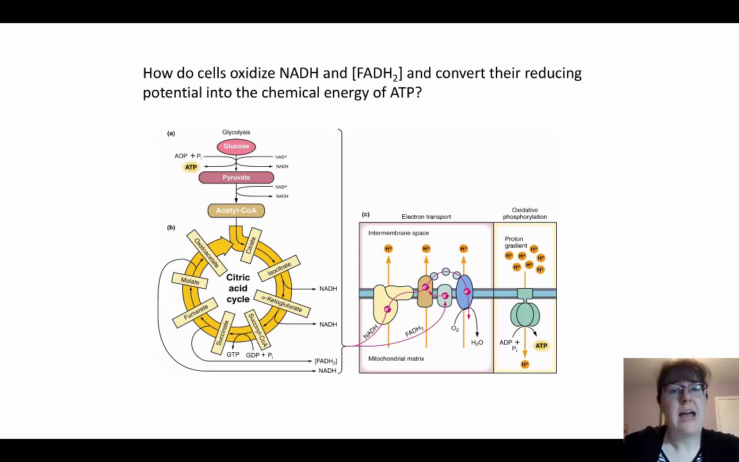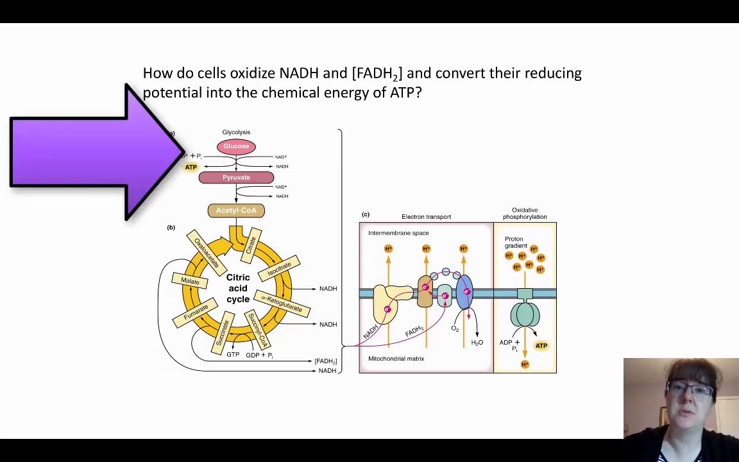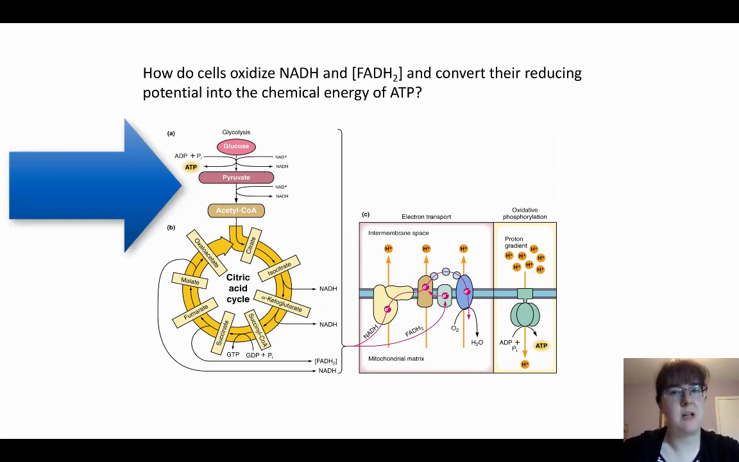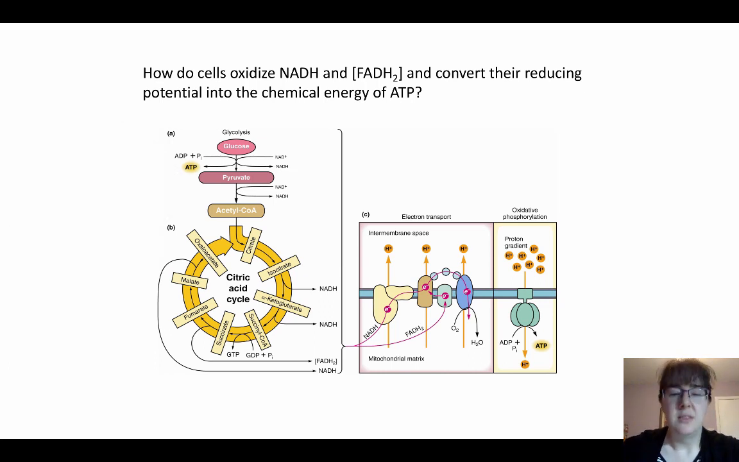So we've already talked about how glycolysis is going to take glucose and break it down into pyruvate. Then we spent some time looking at how pyruvate, with pyruvate dehydrogenase, gets changed into acetyl-CoA. Then acetyl-CoA enters the citric acid cycle, also known as the TCA cycle, or the tricarboxylic acid cycle, also known as the Krebs cycle. That then produces a lot of NADH.